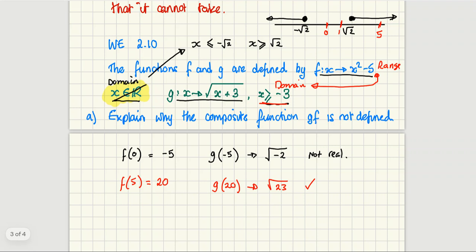So that's basically what we're saying. And if I put a negative value in, let's do -7, for instance. f of -7 is going to be 49 minus 5, which is 44, and then we do g of 44, which is the square root of 47, which again is fine. Okay. All right.